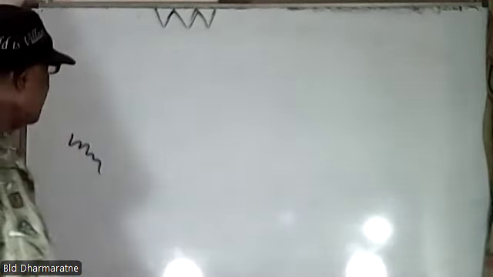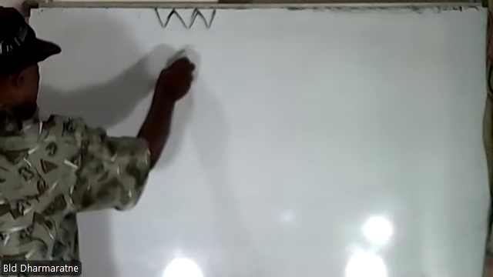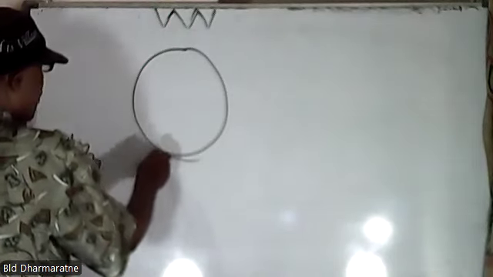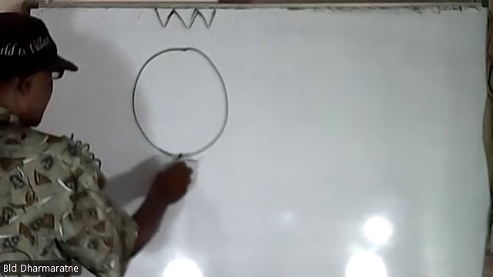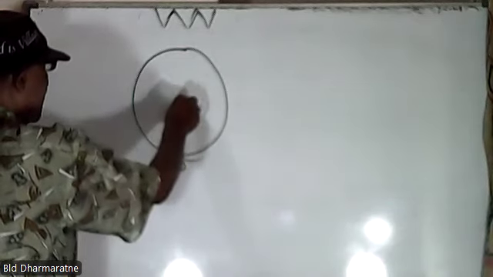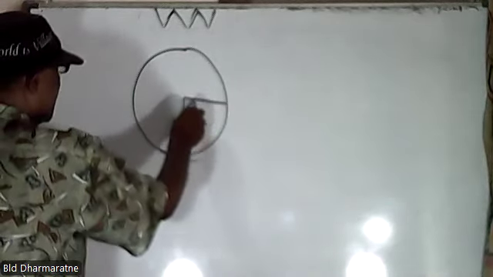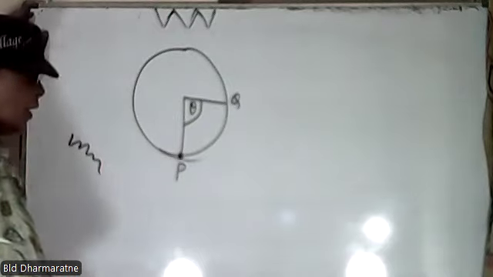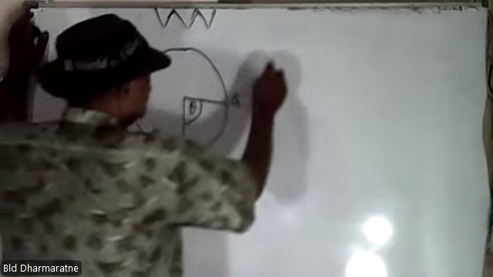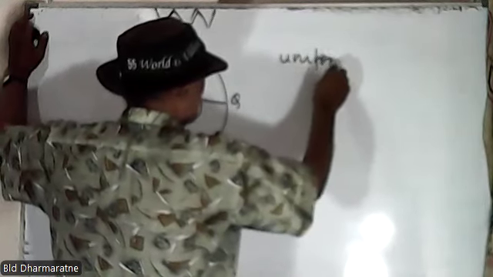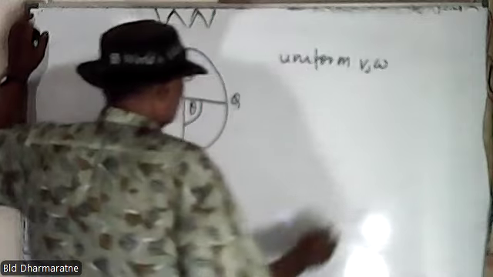We started firstly with circular motion. It's about a body in circular motion. The initial point is P, then after angular displacement theta, it will come to position Q. Here we consider the uniform condition: uniform velocity and uniform angular velocity.